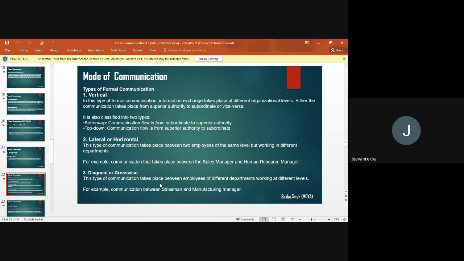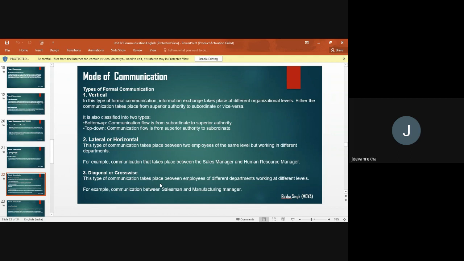This type of communication takes place between two employees of the same level but working in different departments. Means you are in finance and I'm in HR, but our level is equal, right? We are both managers. I am from HR, you are from the finance department, but working in different departments. So different department, but the designation is the same. That is lateral or horizontal communication, right?